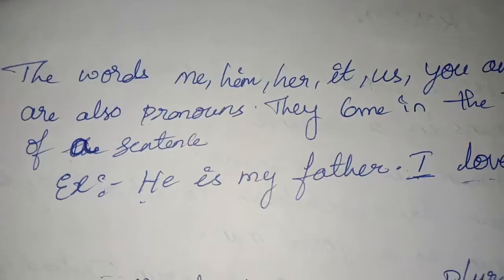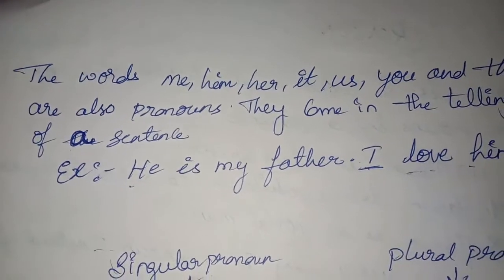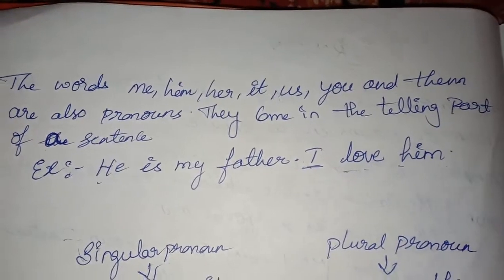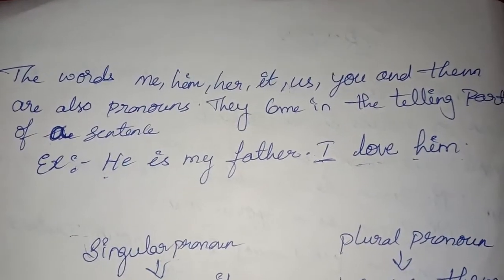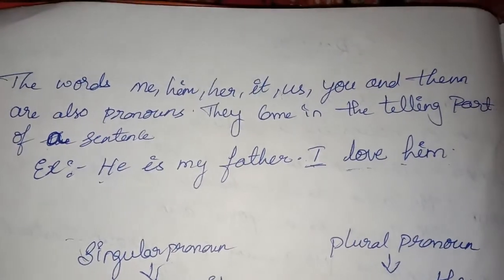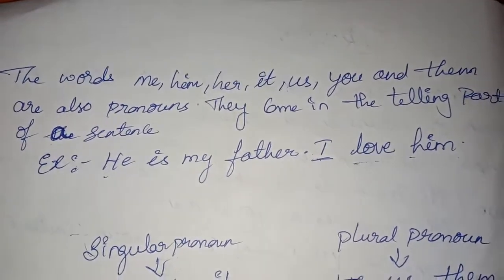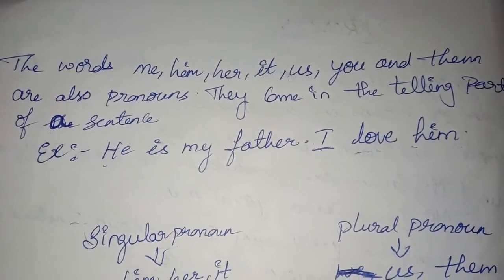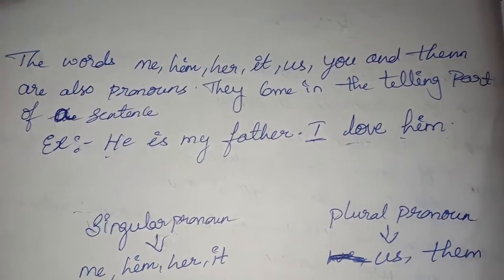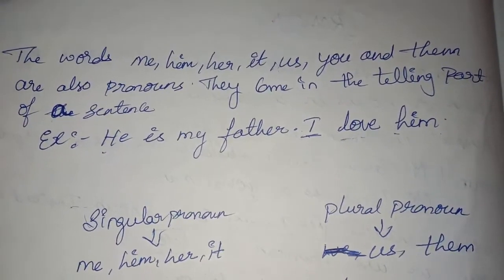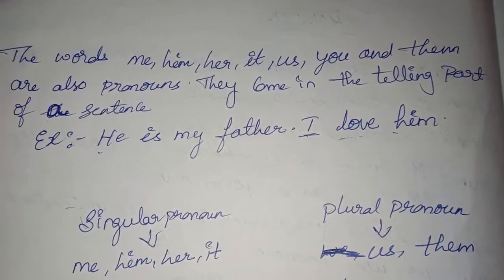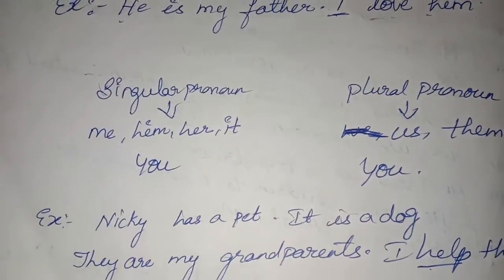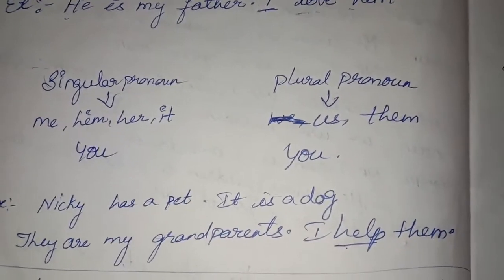Understood, children? See here. The words me, him, her, it, us, you, and them are also pronouns. They come in the telling part of a sentence. Example, he is my father, I love him. Understood, children? See here, singular pronouns: me, him, her, it, you. Plural pronouns: us, them, you.